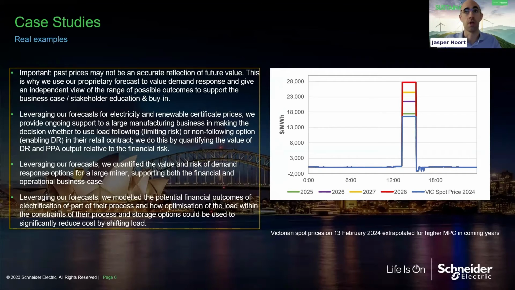One of the concerns with that, obviously, is how volatile is it, and do they actually have the capability to respond to the amount of volatility that is expected. And with our forecast, we help them get their head around that. Similarly, we have helped a customer quantify the value and risk around their demand response capability.